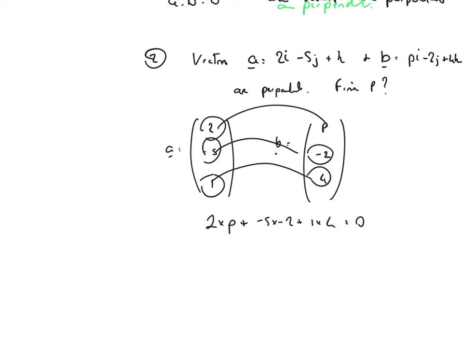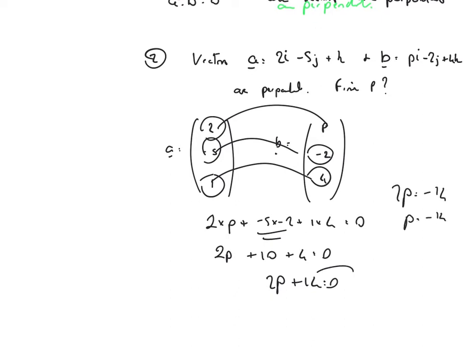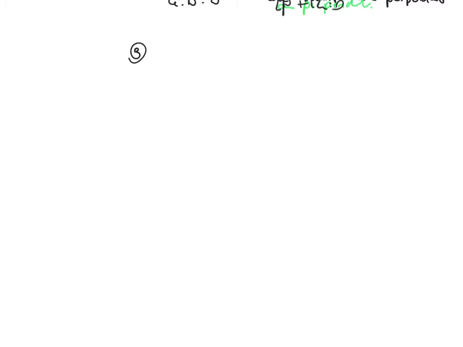Now why do I know that? Because I'm told that the vectors are perpendicular. So I've got 2p plus 10 plus 4 equals 0. 2p plus 14 equals 0. 2p equals minus 14, p equals minus 14 over 2, and p equals minus 7. And the crucial thing is I knew that the dot product, the scalar product, was equal to 0 because I'm told that the vectors are perpendicular, and the property of perpendicular vectors is that a dot b is equal to 0.